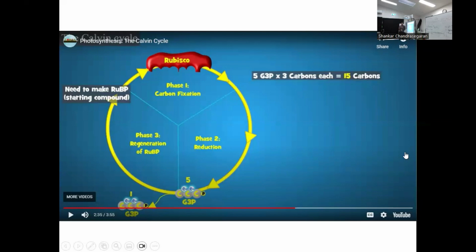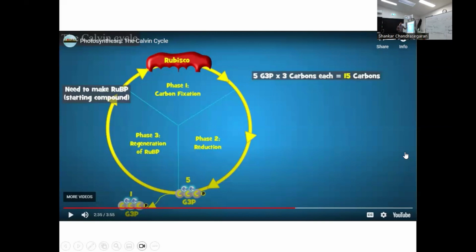Why does it make only 3 RuBP molecules from 5 G3P molecules? So there's 5 G3P molecules being sent back to be made into RuBP, but only 3 come out. Why? It has something to do with the number of carbons in the molecules.